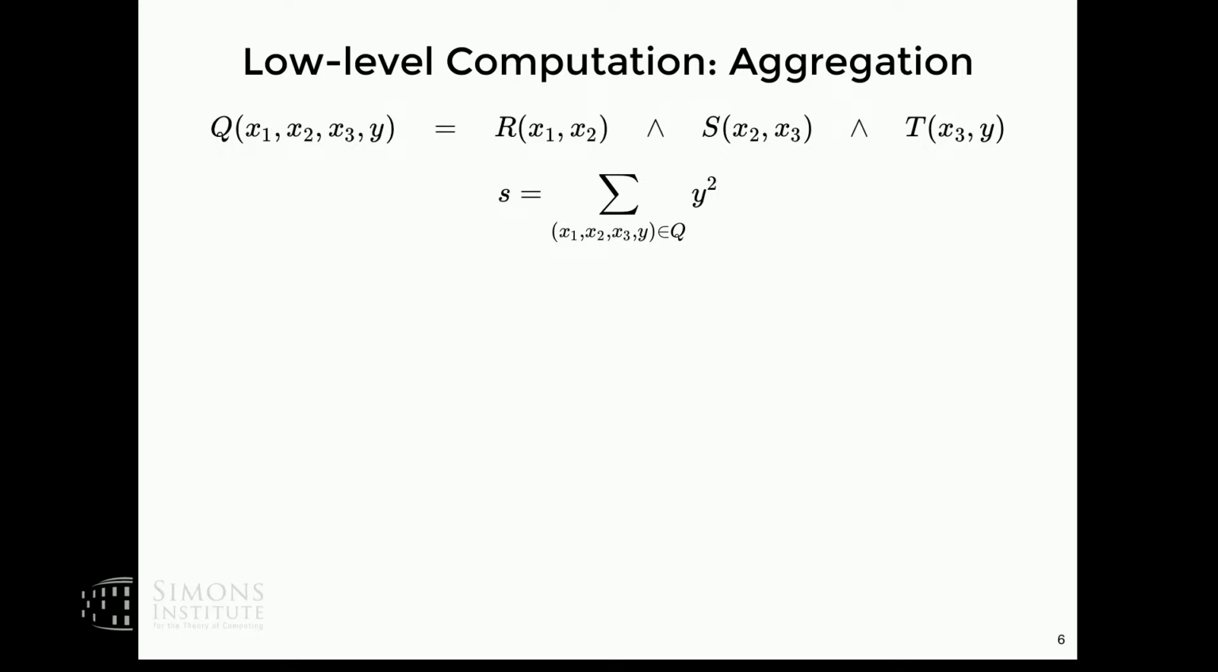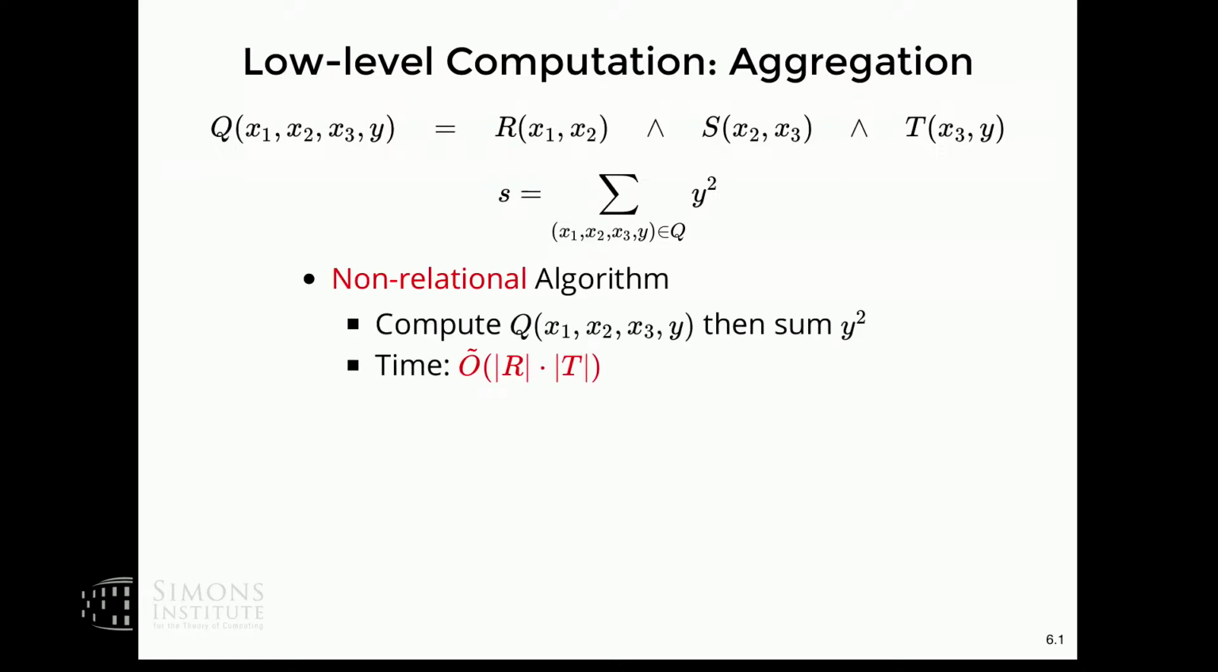There's something that we are asked to compute. It could be something that is low level. For example, we could be asked to compute some aggregation over the table Q. For example, we could be asked to compute the summation of y squared over all rows in the table Q. Now, a non-relational algorithm would basically compute Q in full and then go over the last column y and sum away y squared. But this would take time, in the worst case, the multiplication of the sizes of R and T, because Q itself is basically a subset of the Cartesian product of R and T.